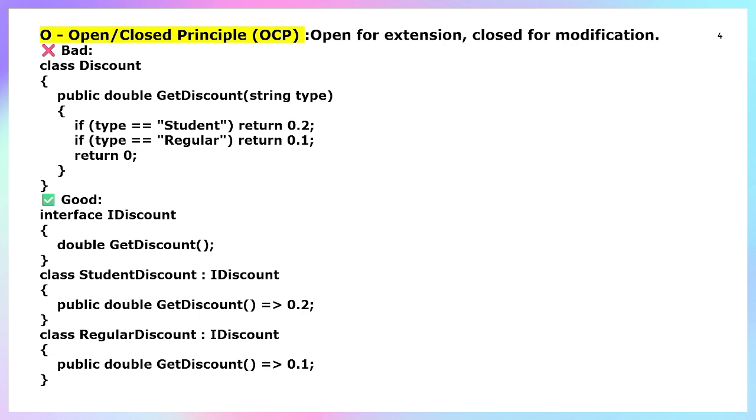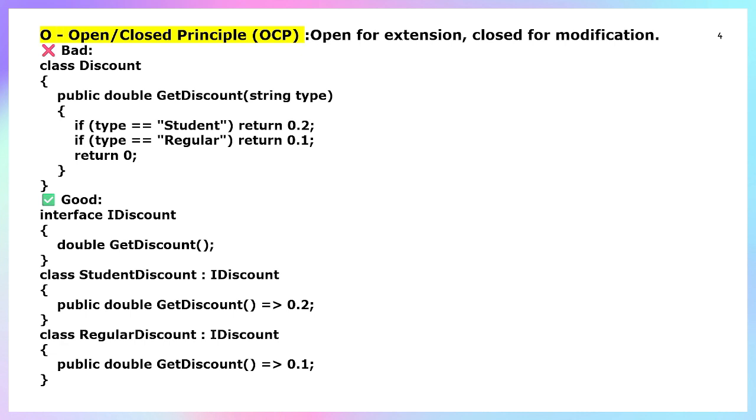Open for extension, closed for modification. Here you can see the class Discount and GetDiscount. If the type is student, then return 0.2, meaning 20%, and if the type is regular, then return 0.1, meaning 10% discount. So this is not the proper way.